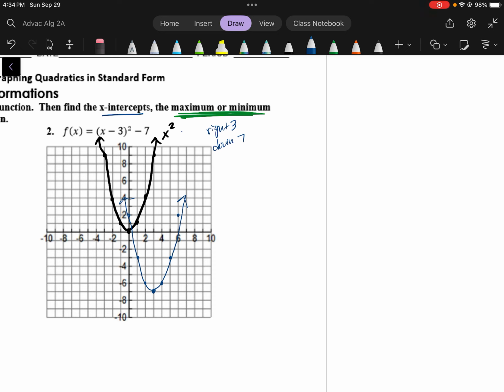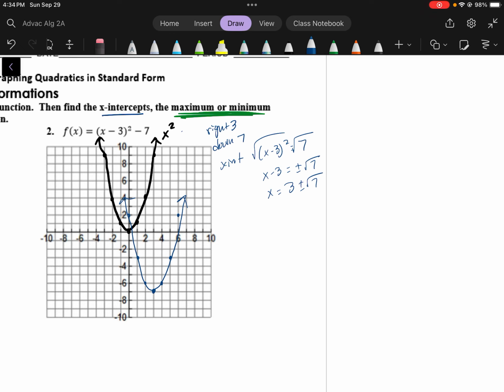So for our x-intercepts, again, we can just set it equal to 0. So this is going to be (x - 3) squared equals, add 7 to both sides, we get 7, square root, x - 3 equals, and then when you square root something, it's plus or minus. So this is plus or minus the square root of 7. And so we get x equals 3 plus or minus the square root of 7.